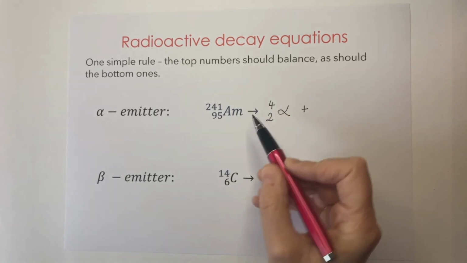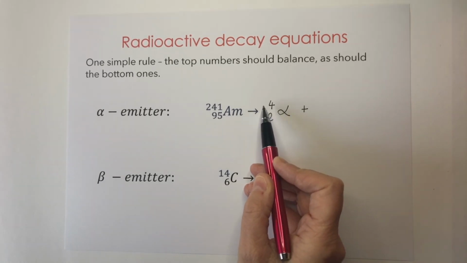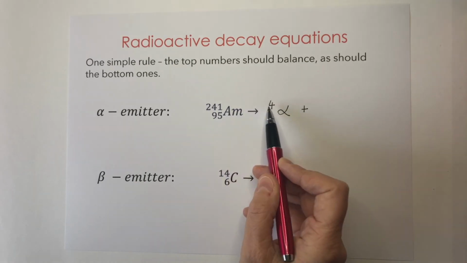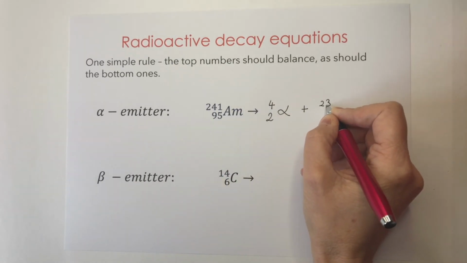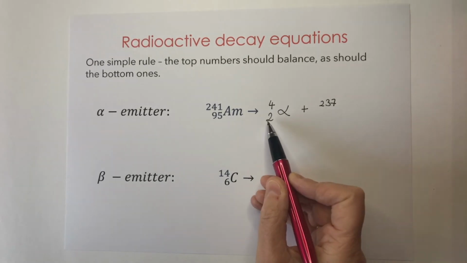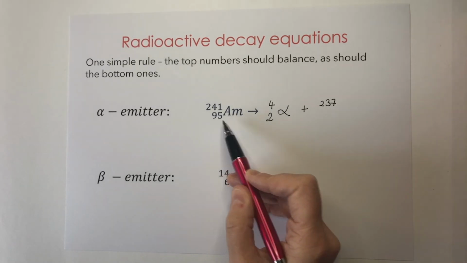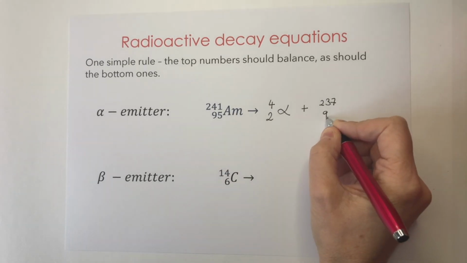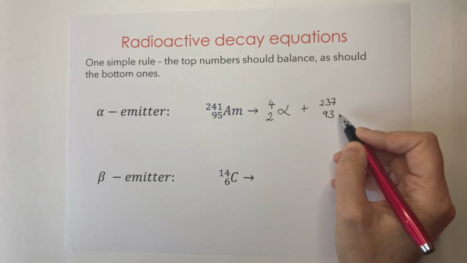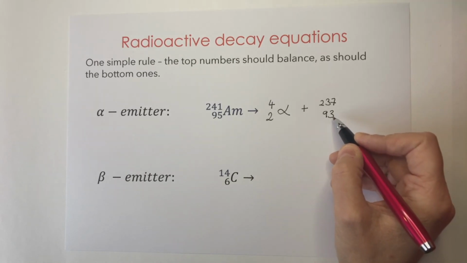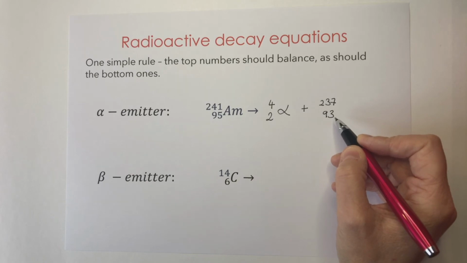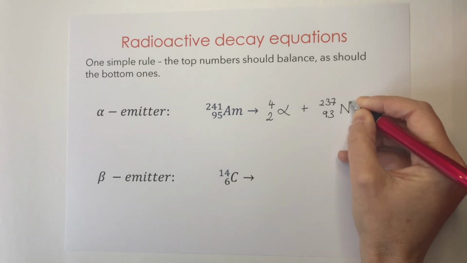So the Am nucleus has lost 4 nucleons, so 241 minus 4 leaves 237, and it's lost 2 protons, so 95 minus 2 leaves 93. And we look up on the periodic table which element has 93 protons, which element is number 93, and it's neptunium.